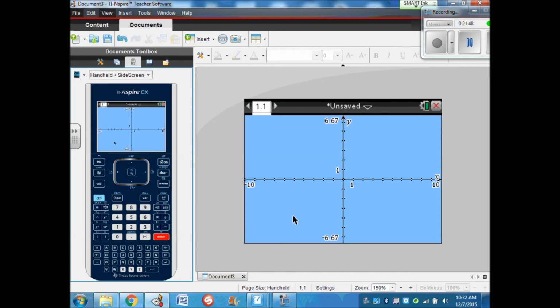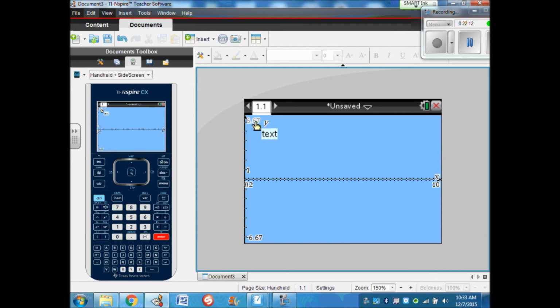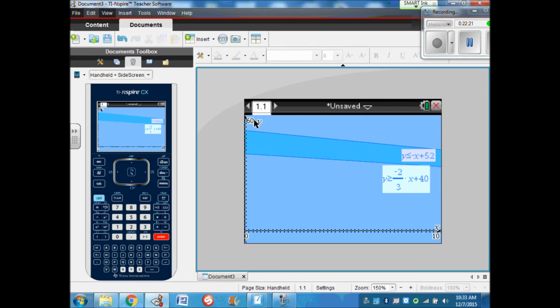Okay, but let's think about the context of this problem. We're talking about money and hours, two situations where we're not concerned with negative values. So what we need to be looking at is just that first quadrant. We can do it a couple different ways. We can change this to 0. We can change that high point, and our y-intercept is 52 for that first inequality, so I'd make that maybe a 60.